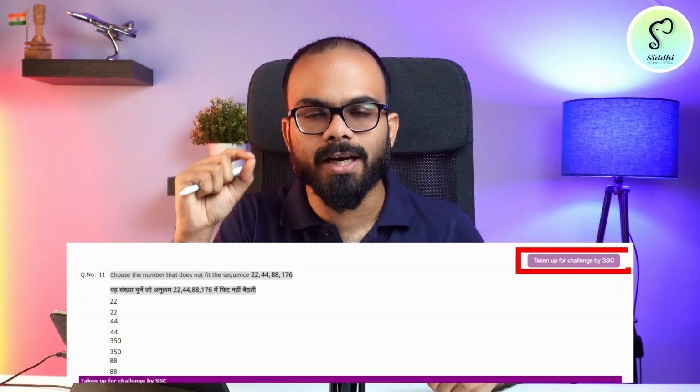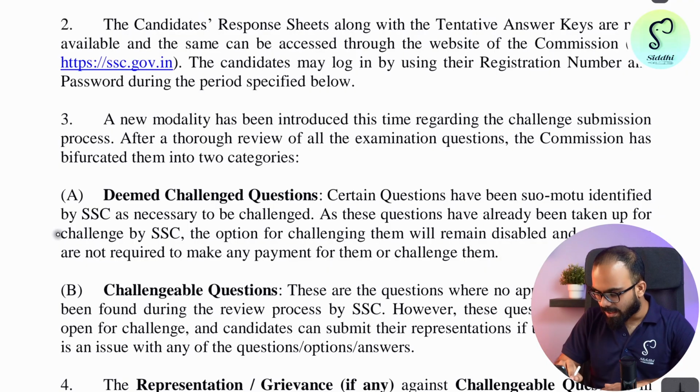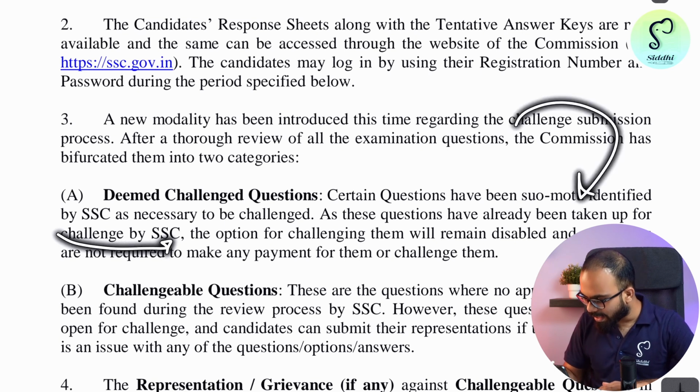Once you view your response sheet, you have a violet color tab above your question which says "deemed challenged question." The meaning of this is that SSC admits there is an error in this question. SSC has taken up this question for a challenge and you need not challenge this question again. Now there are other questions which are blue in color. For those questions, if you feel the question is wrong or the answer choice is wrong, you can challenge those questions.